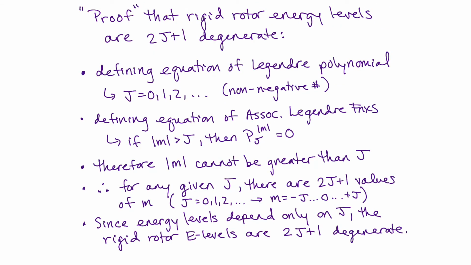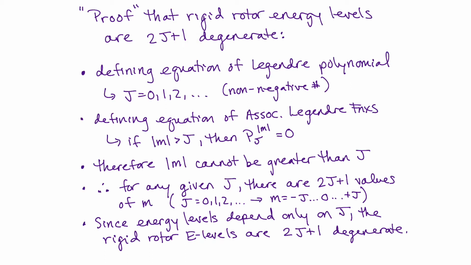Okay, so now we're just going to take a minute for a little aside that helps us rationalize how our energy levels for a rigid rotor are 2J plus 1 degenerate. We'll see that come into play as we go along. I'll just draw your attention to the fact that this is a "proof" in quotation marks, so we're using some logistical explanations here to get at that 2J plus 1 degeneracy.